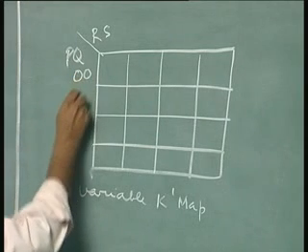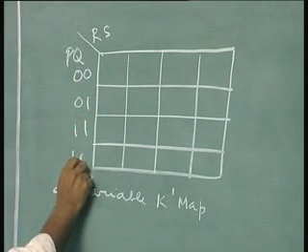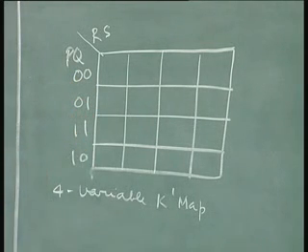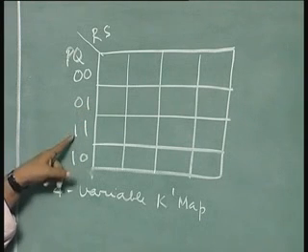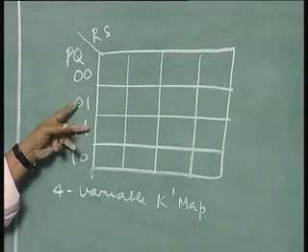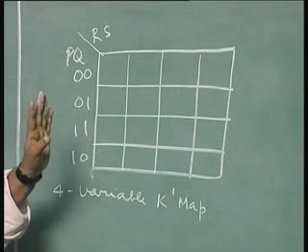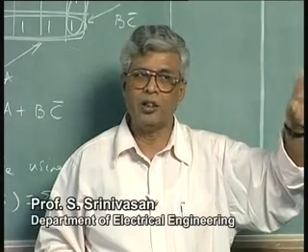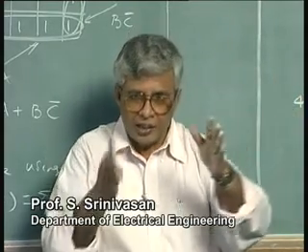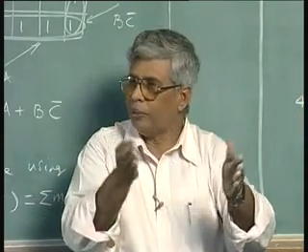Zero zero, zero one. Remember 1 1 and then 1 0, because the same argument that we had earlier for BC on the horizontal scale will now apply to PQ on the vertical scale. I want only one variable to change from here to here. If I had put 1 0, both variables would have changed. We don't want that situation. Then they are no more adjacent. 2 cells are defined to be adjacent only if they differ in one variable. If they differ in more than one variable, they are not adjacent according to the adjacency relationship. Even though physically you may put them together, they don't become adjacent.